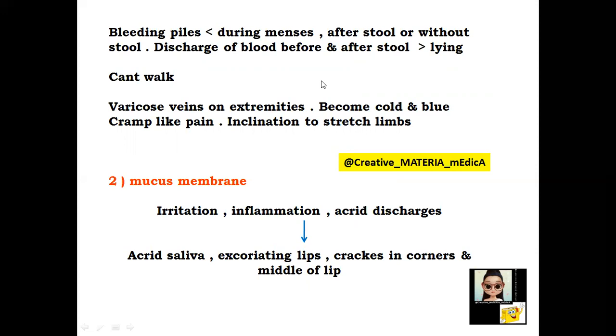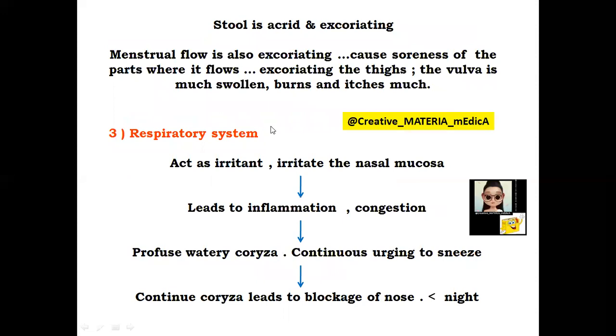The discharges, which are the saliva, leukorrhea, menstrual flow, urine, stool, nasal discharge, and lacrimation, are all acrid and lead to excoriation. So the acrid saliva causes excoriation of the lips. So there are cracks in the corners and middle of the lip. Stool is acrid and excoriating.